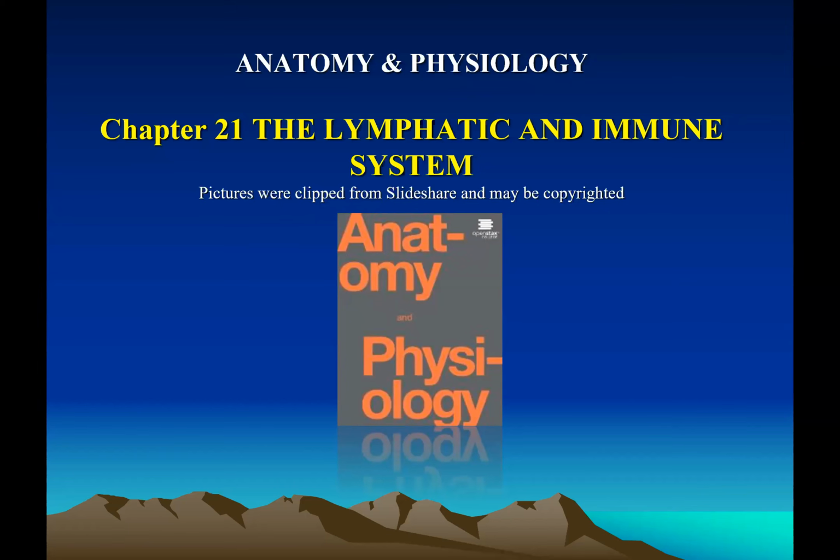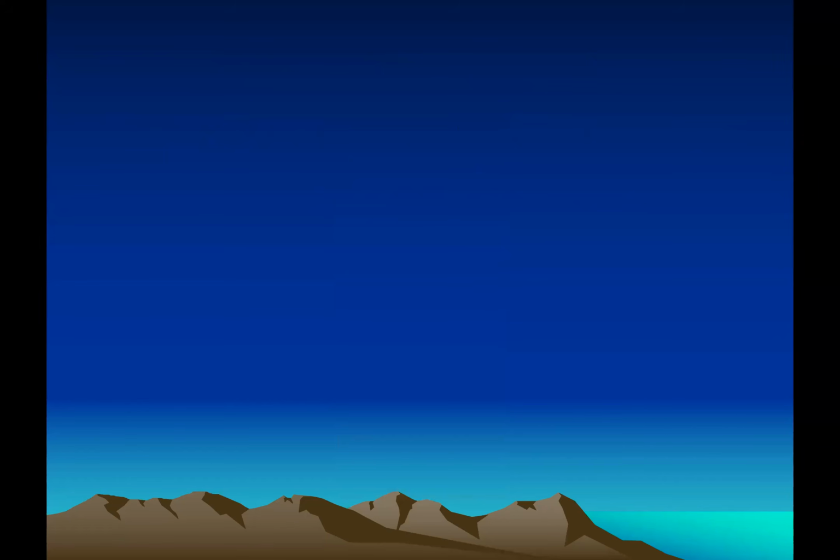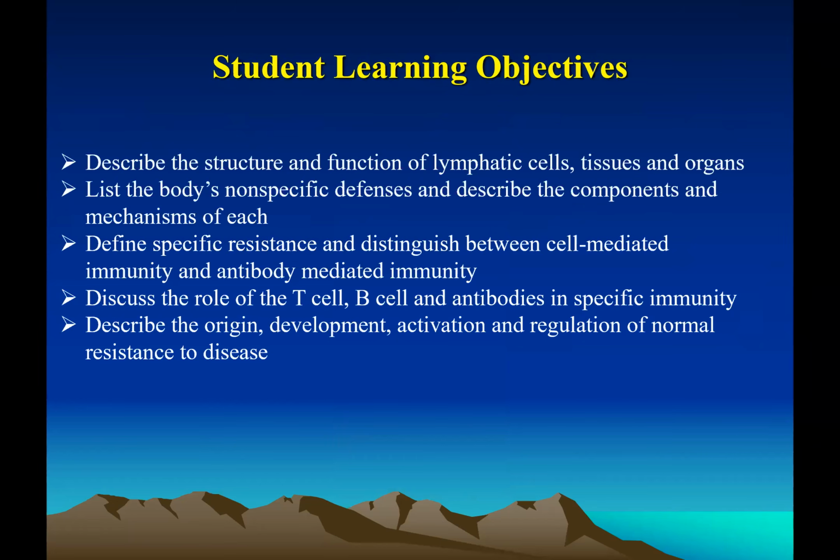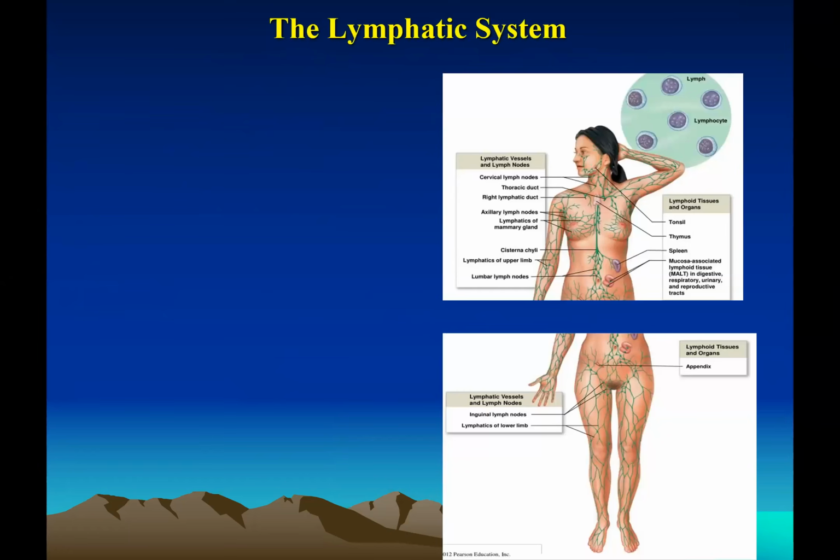So chapter 21 is the anatomy and physiology of the lymphatic system and the immune system. So we'll study the structure and function of the lymphatic vessels, lymphatic organs and tissues, and we'll talk about how they play a huge role in mediating the immune system of your body.